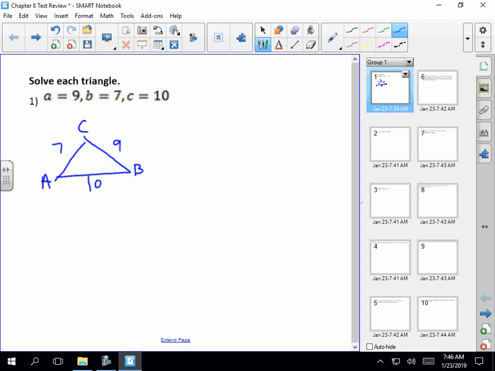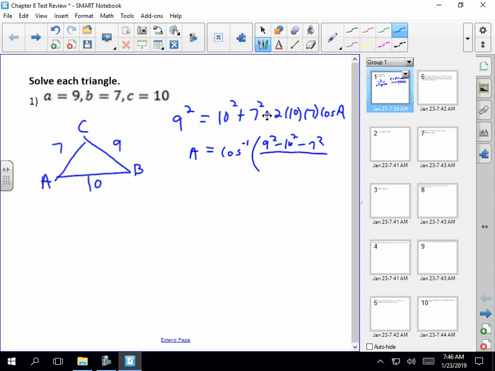I'm going to set it up for angle A. So I have 9 squared. Notice that the 9 is on the opposite side of cosine of A. 9 squared equals 10 squared plus 7 squared minus 2 times 10 times 7 cosine of A. And then solving that for A would give us A equals inverse cosine of (9 squared minus 10 squared minus 7 squared) all over (negative 2 times 10 times 7).